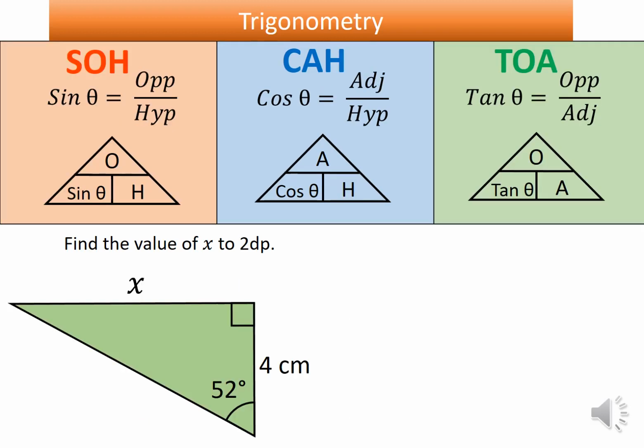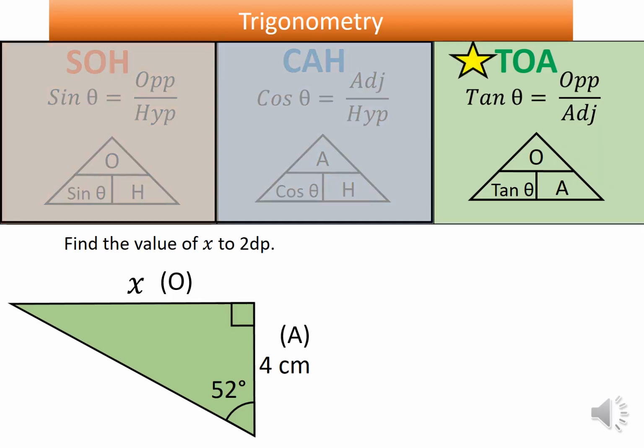In another question, I have some values given. I know one length, and this is the side right next to the angle. I've got the angle, and I need to find the value of x. So the value of x is actually the opposite. You can see that this is the side opposite the angle that we are given, and 4 is the adjacent because it's right by the angle that we are given. So now I need the ratio that involves opposite and adjacent, and I can see that the ratio I need to use is tan.